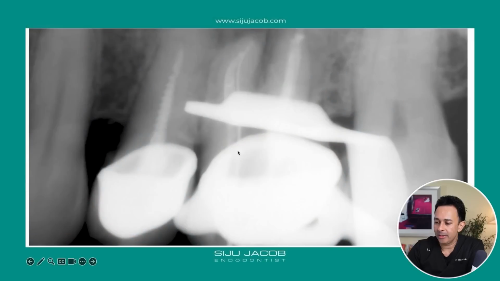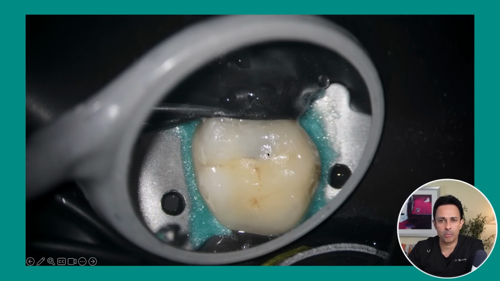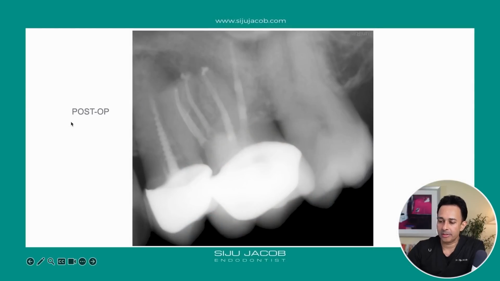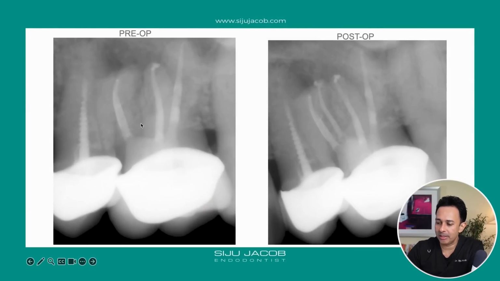And then you can see here, that's the missed canal. And then we fill up that canal alone and then close it with a composite material. So it's a very conservative way of handling this case. You can see here, this is the post-op. And if you compare the pre-op and the post-op, the only difference is we treated, or retreated rather, the missed canal, in this case the MB2. So that's how we can use CBCT as a tool.